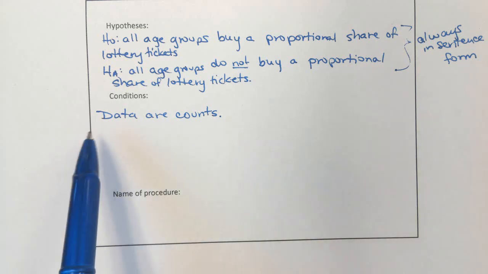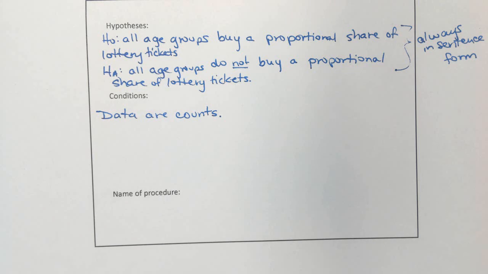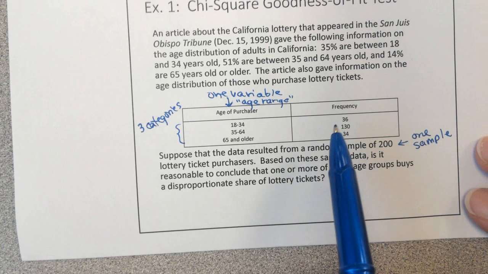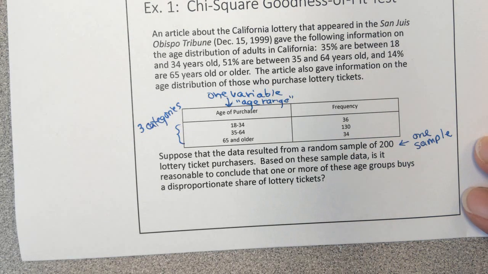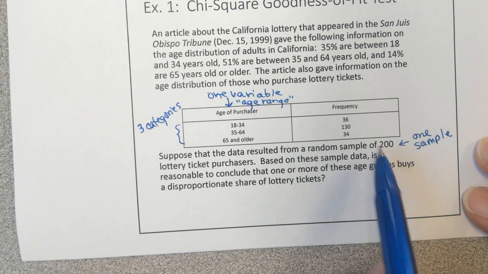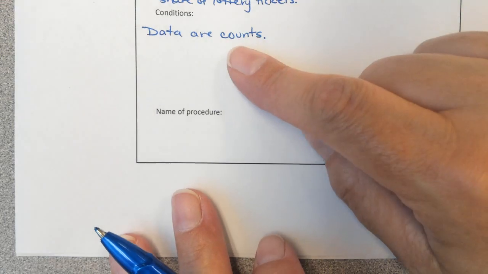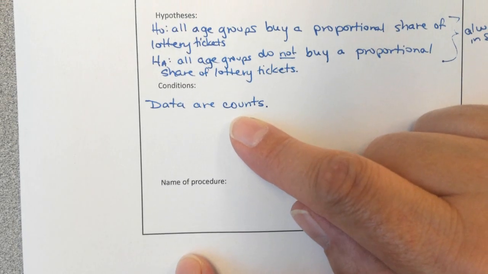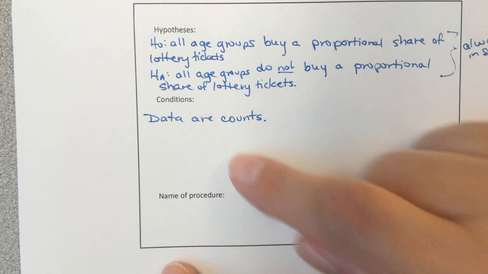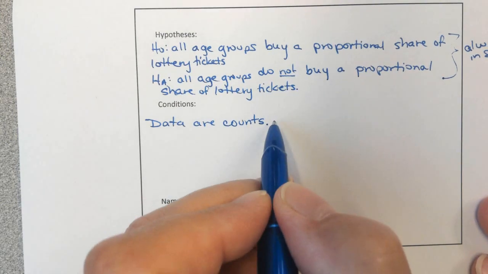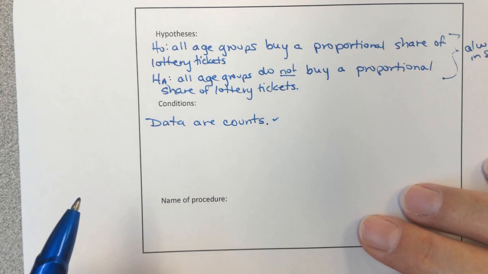So the first thing we ask ourselves is, is the data that we collected in counts? And if we look back at our table, we have frequencies of 36, 130, and 34. If those aren't already counts, you can change them back to counts. If those were percentages, you could have multiplied by 200, your sample size, to change them to counts. So make sure your data are counts. If they aren't already, you fix them up so that they are. Data are counts, check. Those are frequencies, not relative frequencies.